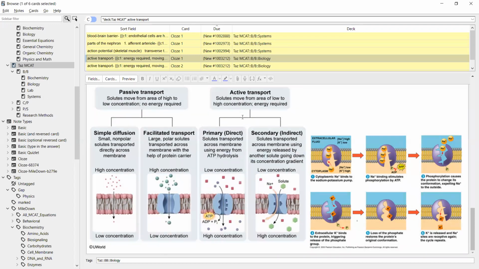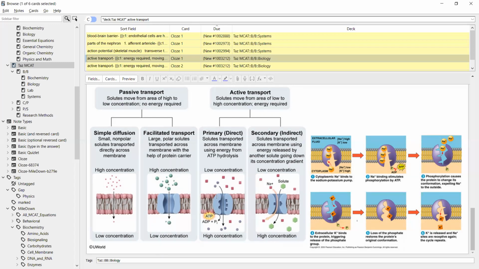Now, active transport is the opposite. We're going from low to high, so we're going against the concentration gradient. High to low is kind of like a ball rolling down a hill. That's how it's going to do it naturally. Low to high is like pushing a ball up a hill. So for low to high, we need to use energy to accomplish that.